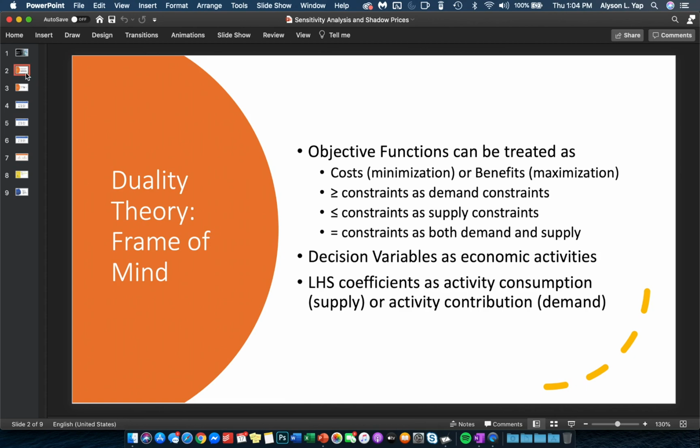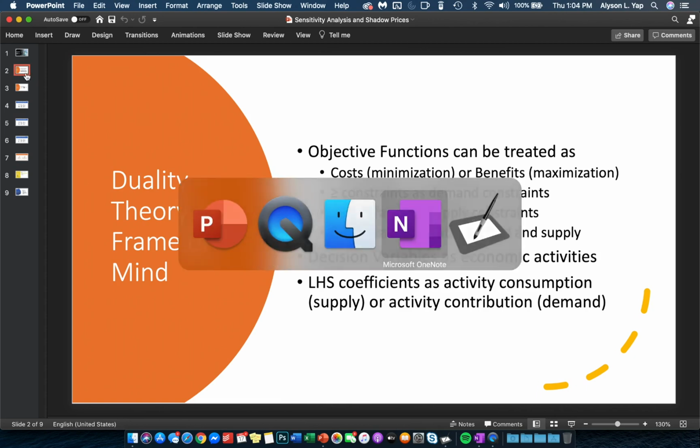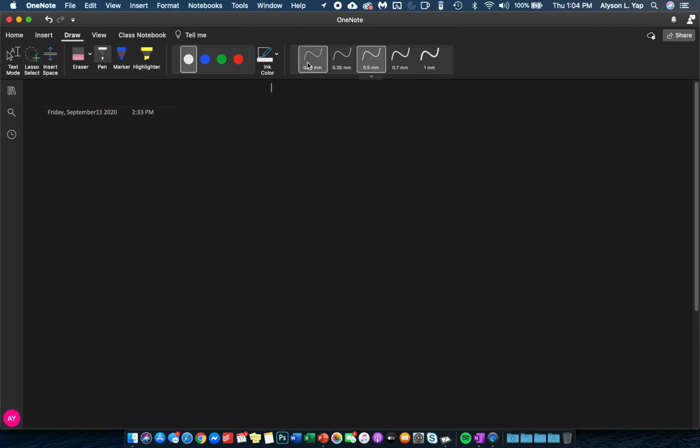I hope the last one is very obvious because, as you may remember in math, if you have an equality constraint, you can actually split it up into the intersection of a less than or equal to and a greater than or equal to constraint. And that is why an equality constraint is seen both as a supply constraint and a demand constraint.